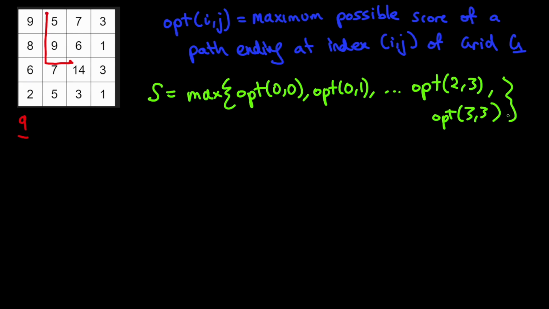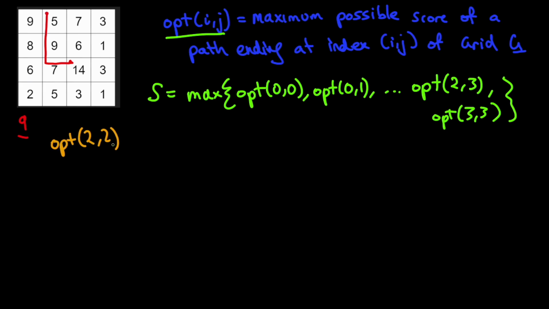If you think about this, this makes sense, right? Because if you calculate the maximum possible score of a path ending at every single possible index of our grid, then the maximum of these maximums is the score that we want. So let's try to hone in on this formulation, opt i of j, for a second and see if we can devise some kind of a recurrence relation. Let's consider for a second, in our concrete example, opt 2 of 2.